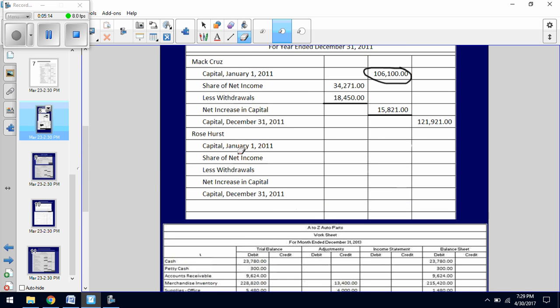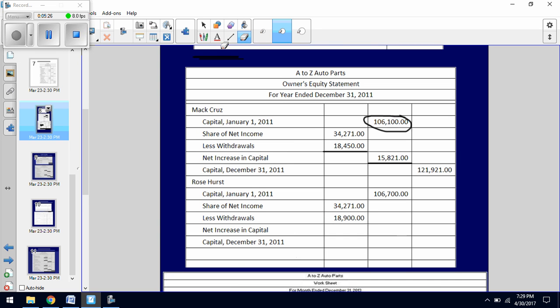And I'm going to start filling them in. Her beginning capital, her share of net income, which is the same as Matt Cruz because they split it 50-50, minus withdrawals. We're going to underline these two numbers. One's positive, one's negative. We subtract, and that gives us how much she's gone up this year. Then I take her beginning capital, add her increase, and there you go. So she ended the year with $122,071.